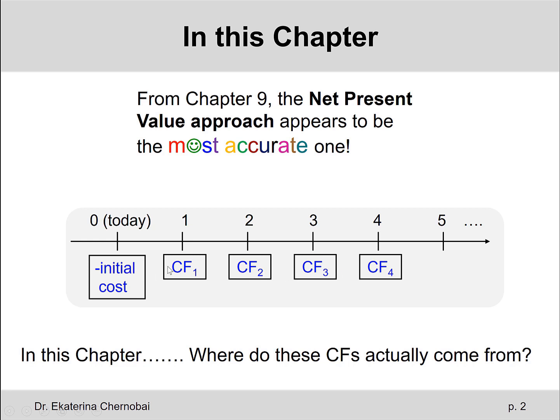So until now, all these numbers, all these future cash flows, as well as the initial cost, have been given to us, right? We were given dollar amounts, which we would then put into our financial calculators, cash flow keys, to find the NPV. They're no longer going to be given to us. We will learn how we actually calculate them.